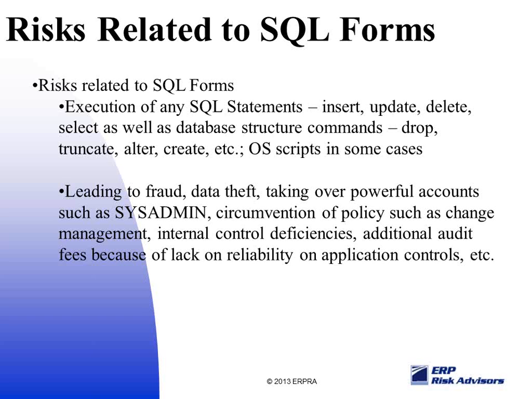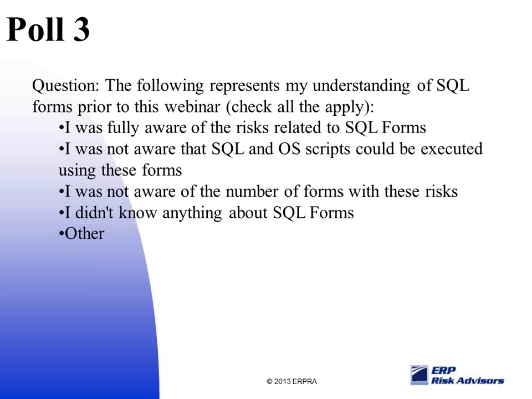These things can be done anonymously and circumvent your change management process altogether, or even things that aren't going through change management but are critical from a data perspective, as we'll see in example 1, the maintaining of bank accounts. This certainly could lead to internal controls deficiencies and additional audit fees, as I mentioned, because of lack of reliability in application controls.